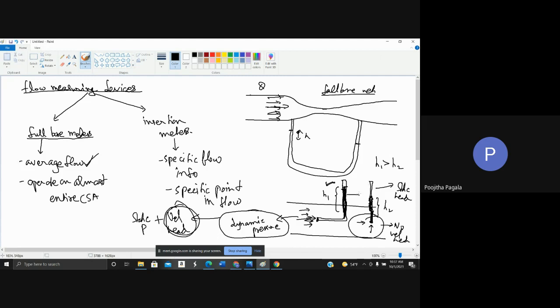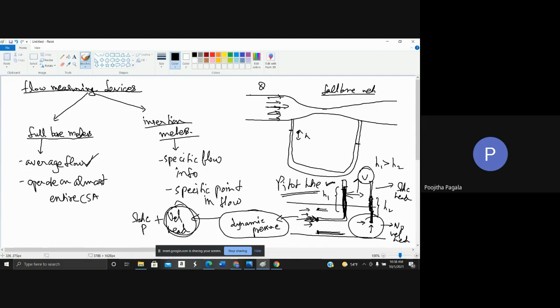So based on the difference between these two, you'll be able to calculate the velocity. And is this clear? The concept of a pitot tube. Because you are using the pitot tube at this point, this will give you the information of velocity at this particular point specifically, but not the average velocity. So, for example, if you want to calculate the velocity at another point, you can use another pitot tube over here. In this way, you can calculate the local velocity field using pitot tube. Therefore, this is an example for insertion meter.